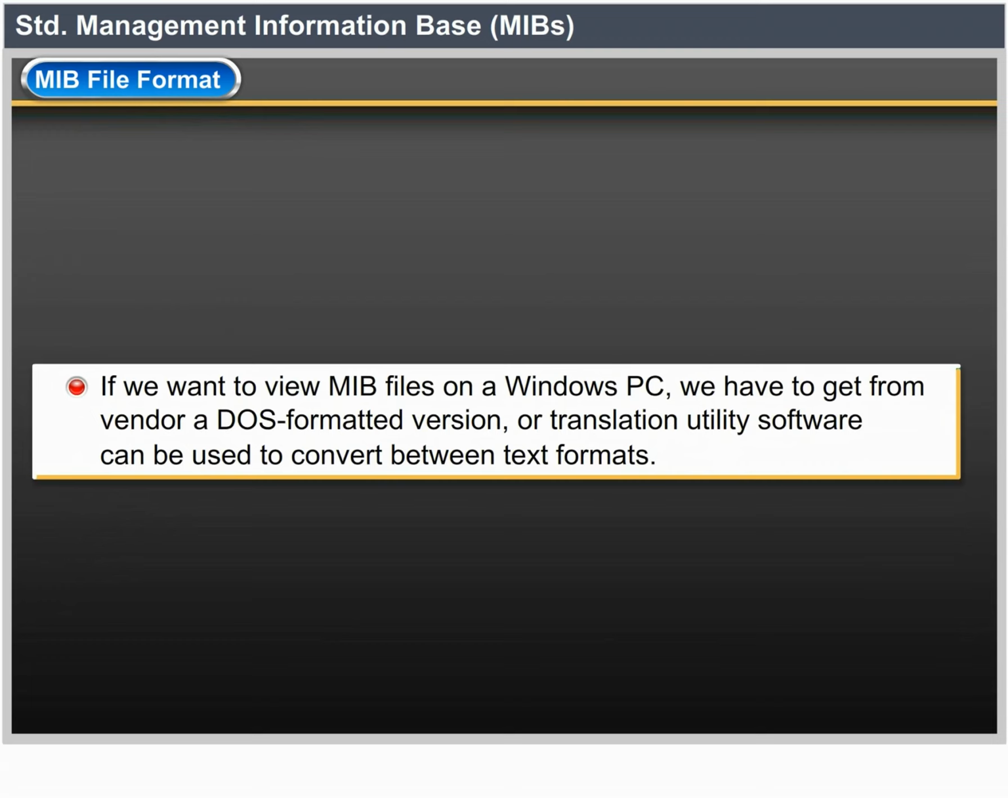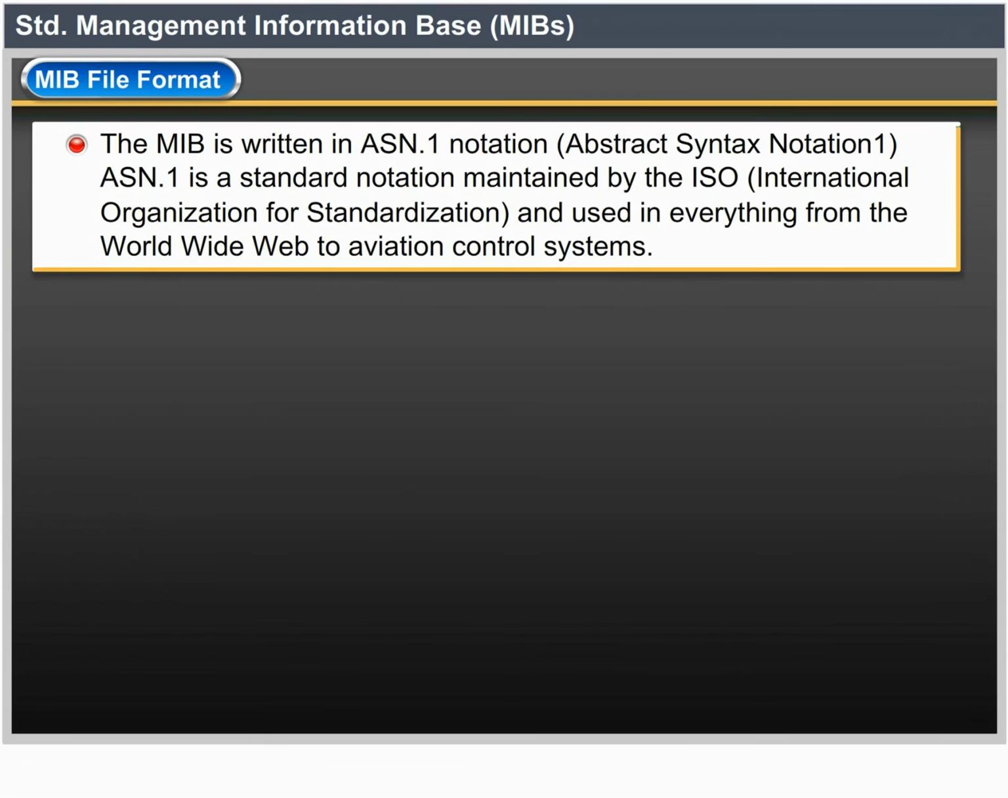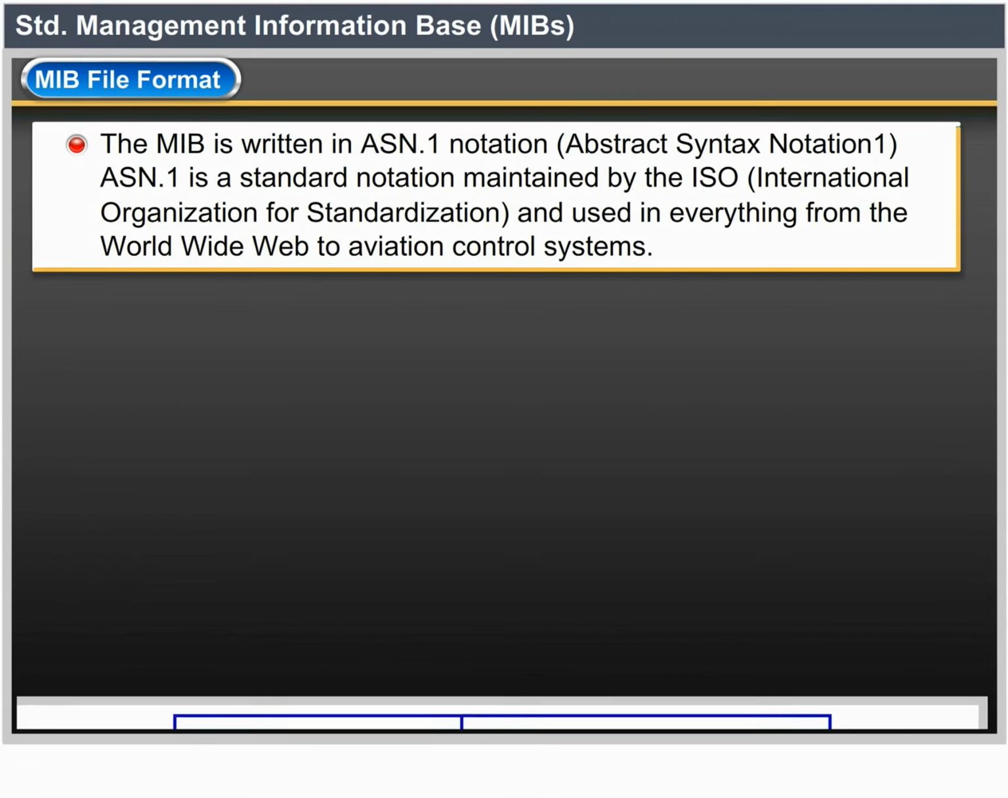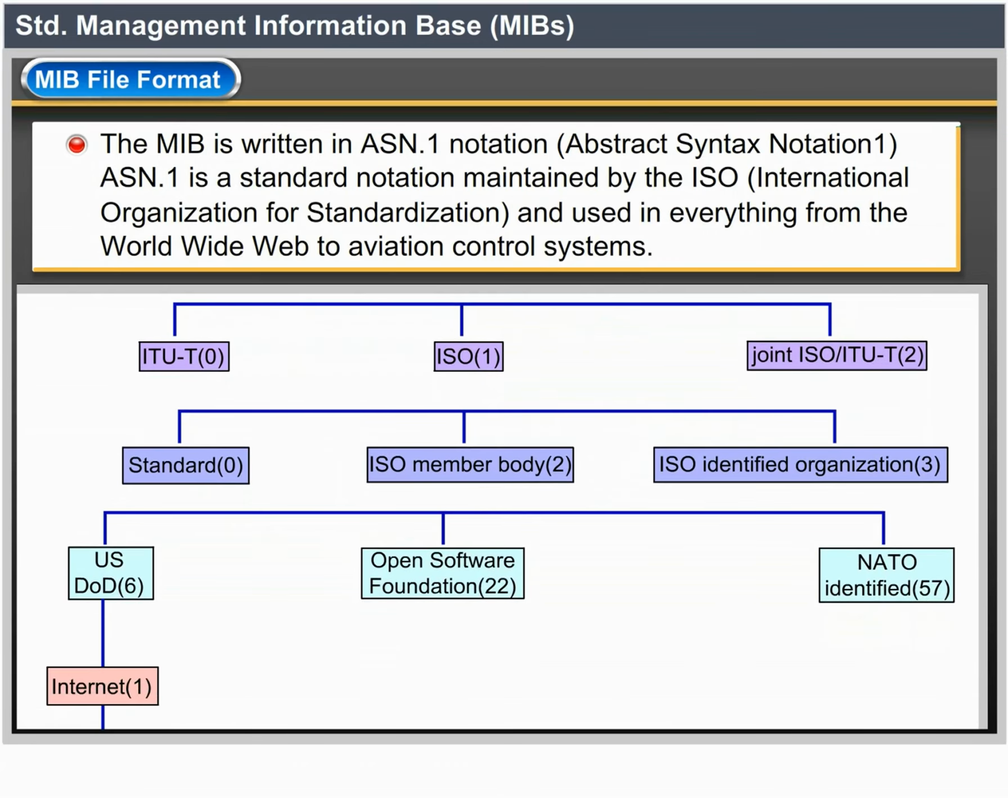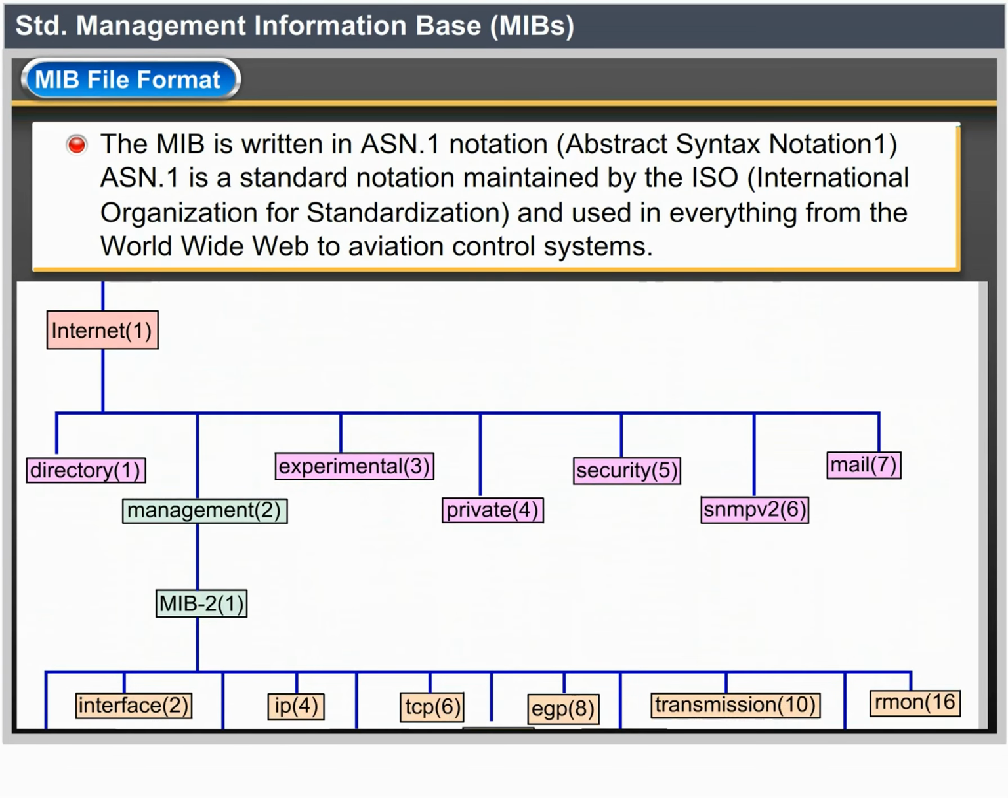The MIB is written in ASN.1 notation, Abstract Syntax Notation 1. ASN.1 is a standard notation maintained by the ISO, that is International Organization for Standardization, and used in everything from the World Wide Web to aviation control systems. For our purposes, there are only a few things to understand about ASN.1.